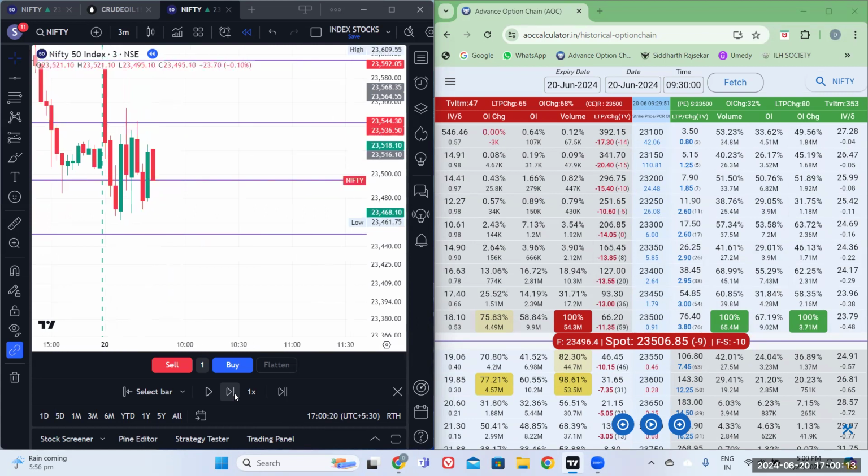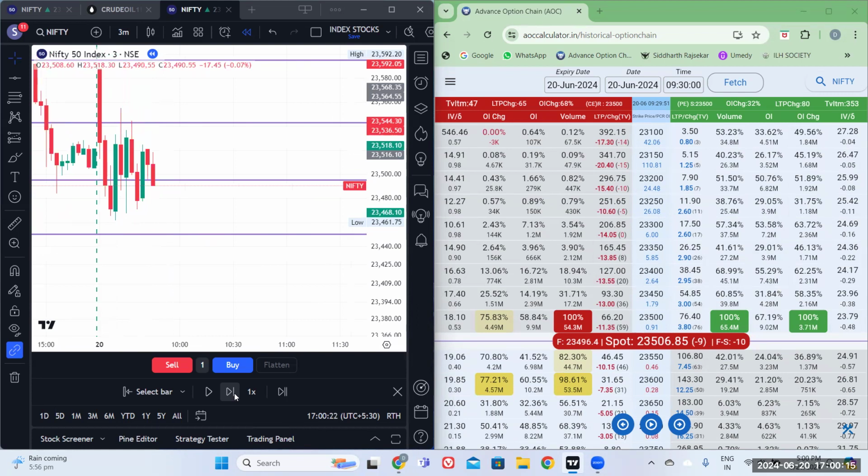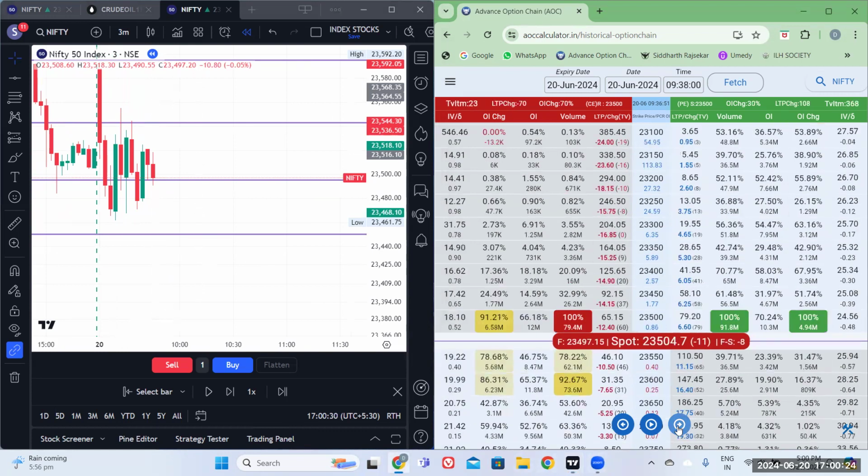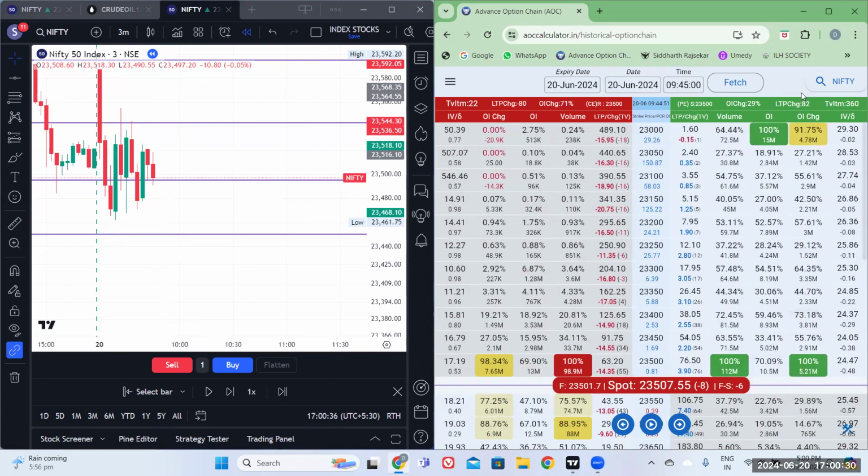I didn't initiate this trade. So again, I waited. Now it is 9:45. We'll see in the option data what's going on by 9:45, so I'll straight away go to the 9:45. Yeah, here is the 9:45. What's the data change? There is no data change.